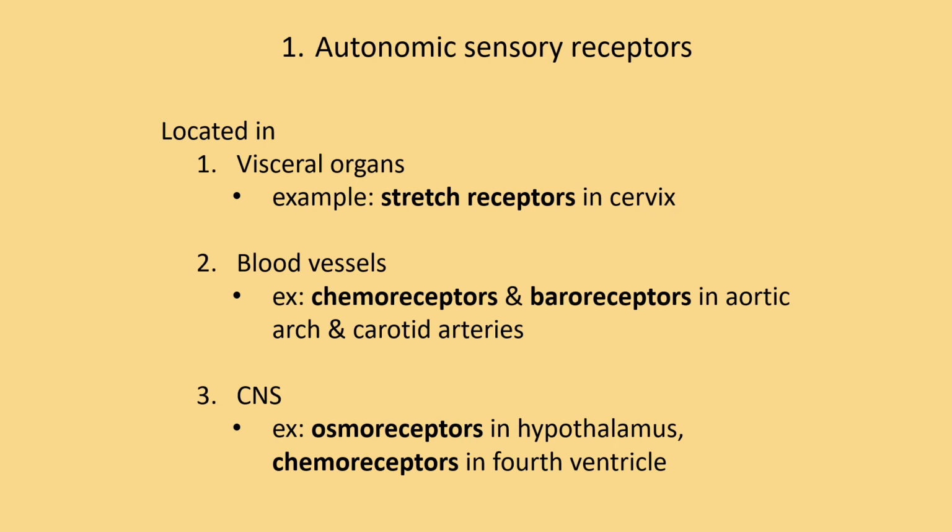And then our third example, we have interoceptors that are embedded in your central nervous system, such as osmoreceptors that occur in your hypothalamus. They're constantly monitoring the osmolarity of blood and cerebrospinal fluid. And then we have chemoreceptors in the fourth ventricle, and we just talked about those as being one form of sensory input that's important for the vomit reflex.